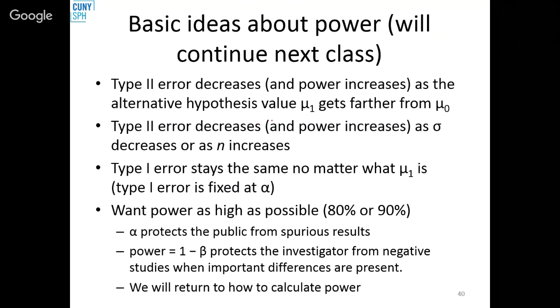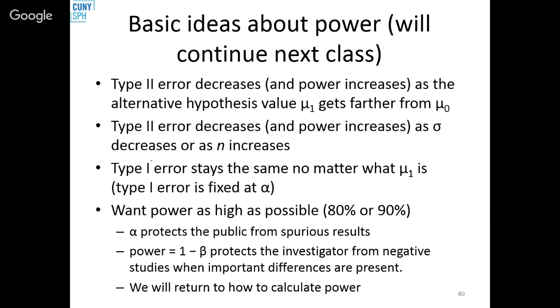Type 2 error decreases as your standard deviation decreases, or as n increases. So both of these things reduce the width of your sampling distribution. And so they, again, make it easier to see differences between two samples or between one sample and a hypothesized mean. Things that make your sampling distribution narrower, which mean a smaller standard deviation or larger sample size. All these things are related.